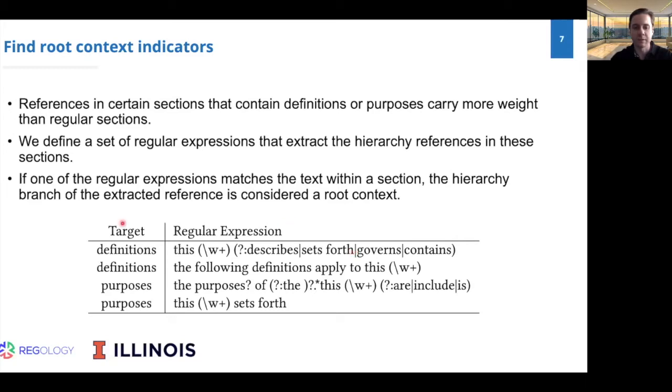So for example, if we are in a section titled Definitions, and we find the text, "this chapter describes something," we know that the chapter will be considered a root context.